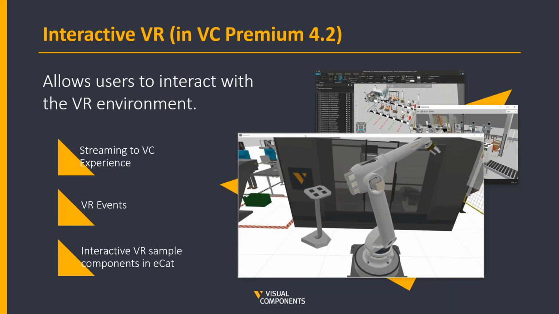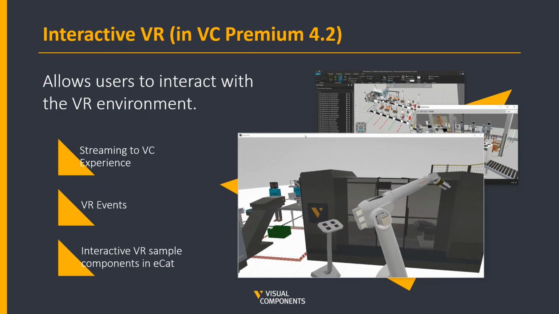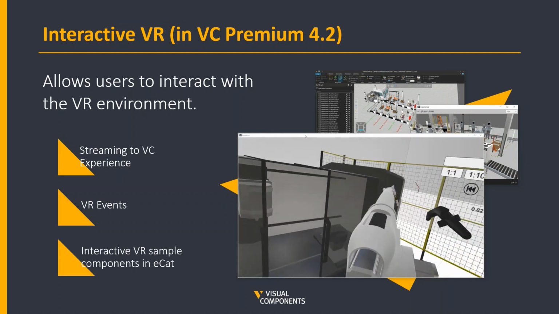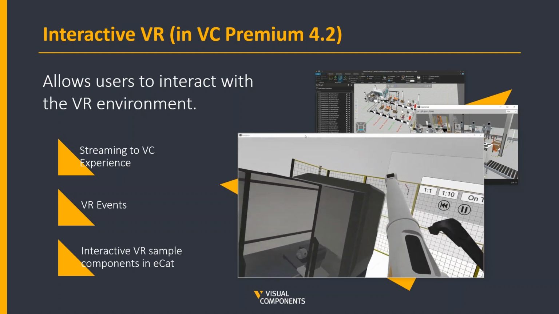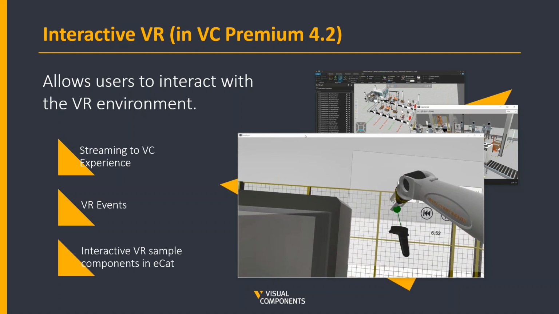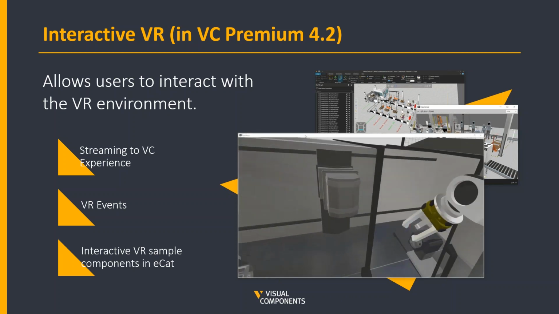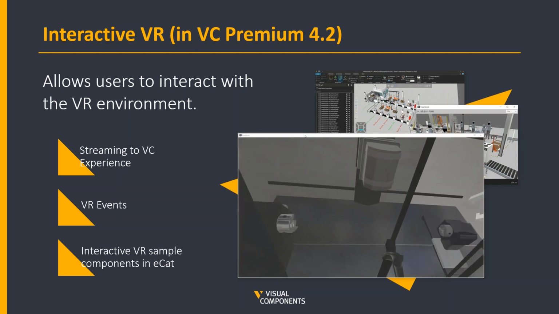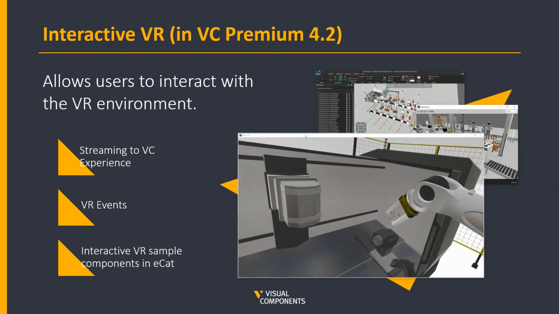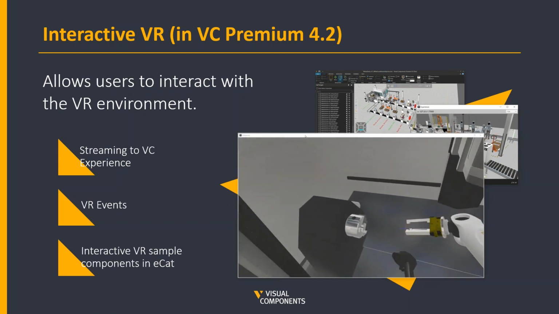In the 4.2 version that has been out for some months now, we are running in the premium version the interactive virtual reality. So from all levels you can produce the animations, but the interactive VR is available only in the premium product. Basically, it means that you can stream your simulation into the VR experience, and there are virtual reality events that you can use in your models.